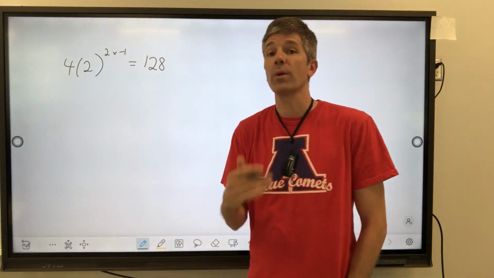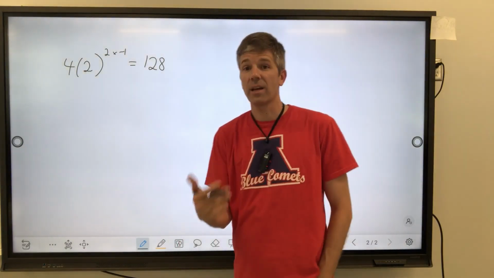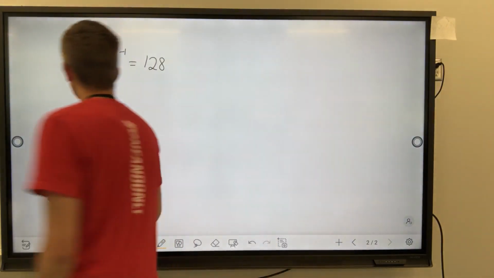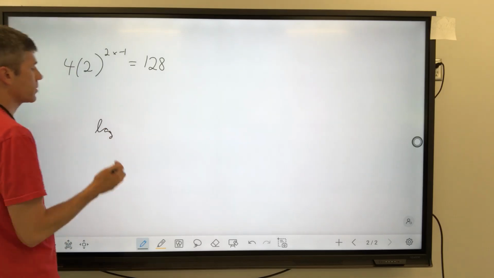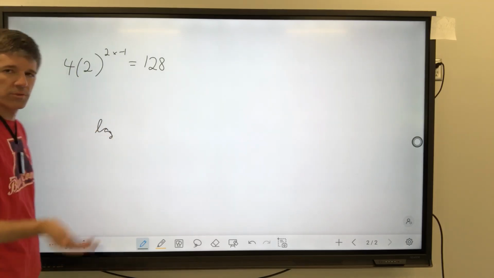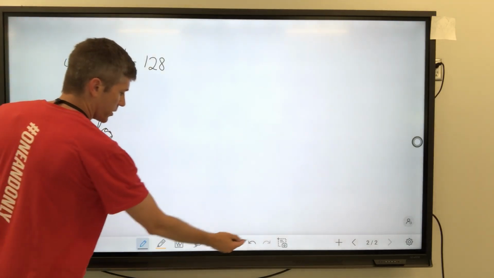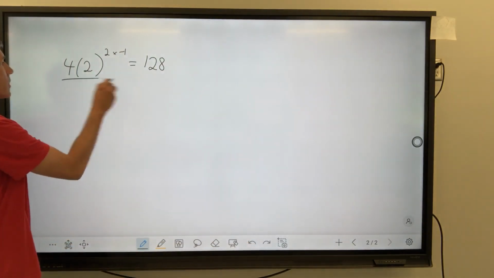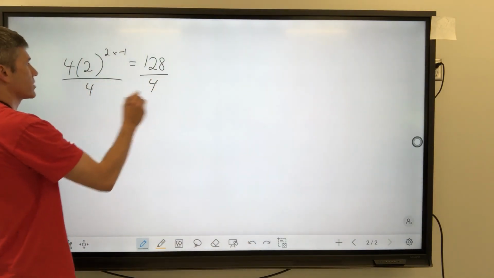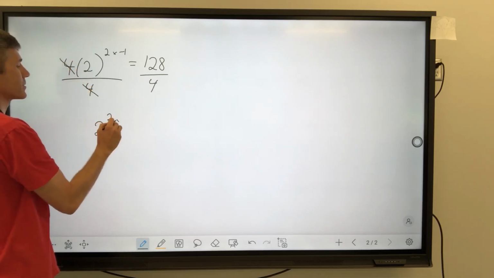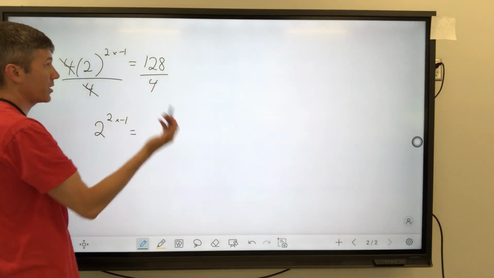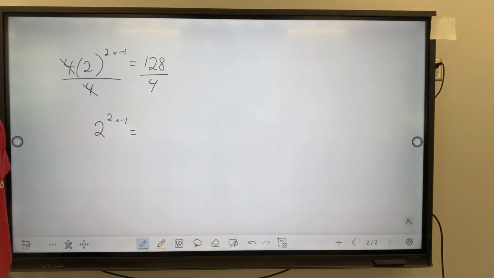So again, if you're going to start doing it the way we had done it previously, then you could write log base what? And then you'd be like, I don't know. Well, you got to move the 4 first. Okay, so that's what we're going to do. Let's get that log out of the way. We are going to divide by 4 on both sides. All right, 2 to the 2x minus 1 is equal to, well, 128 divided by 4.